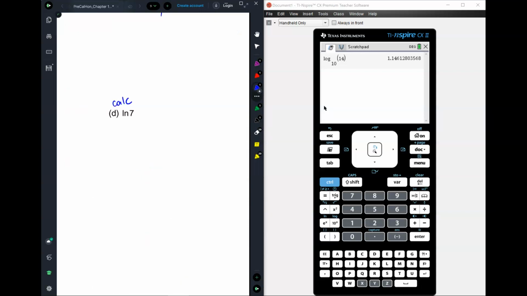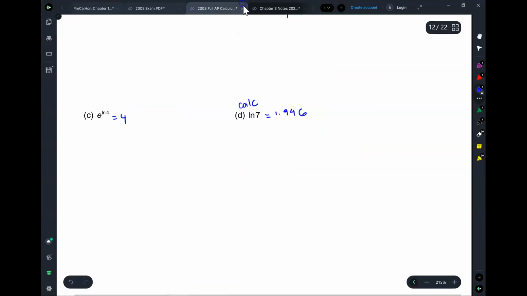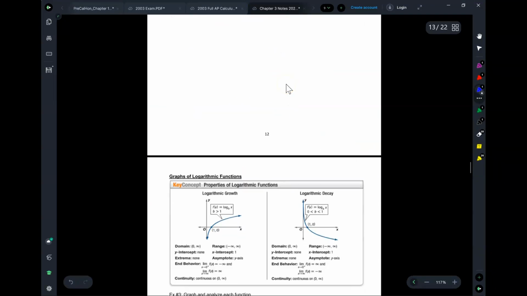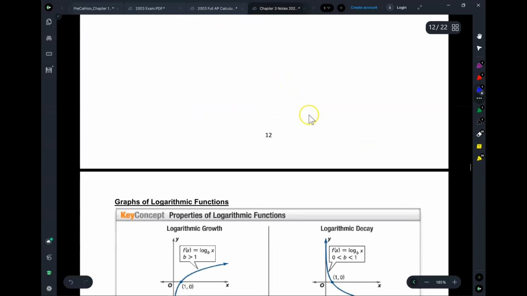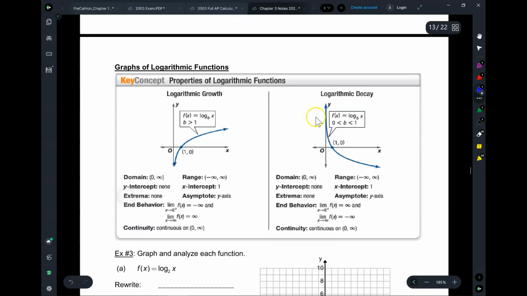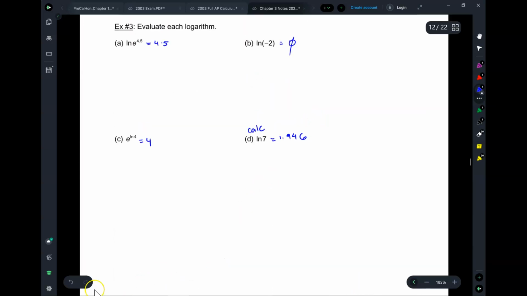Okay, for this one, it's an ln, and again, it's ln of 7 on the calculator. So it's 1.946. All right, that's where we're going to stop today. Tomorrow we're going to learn about graphing logarithms.